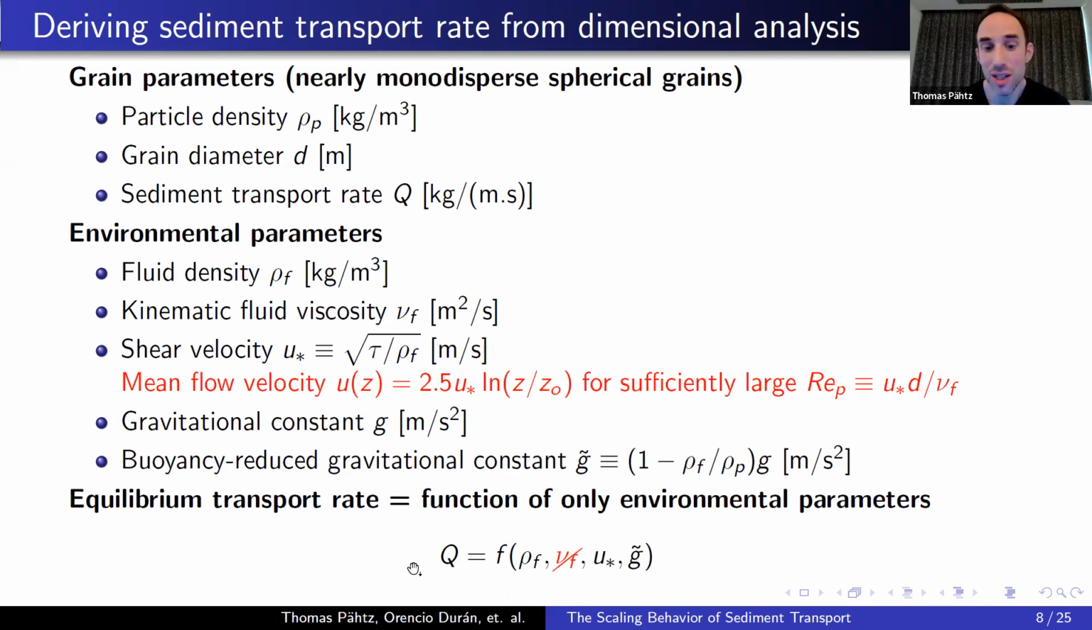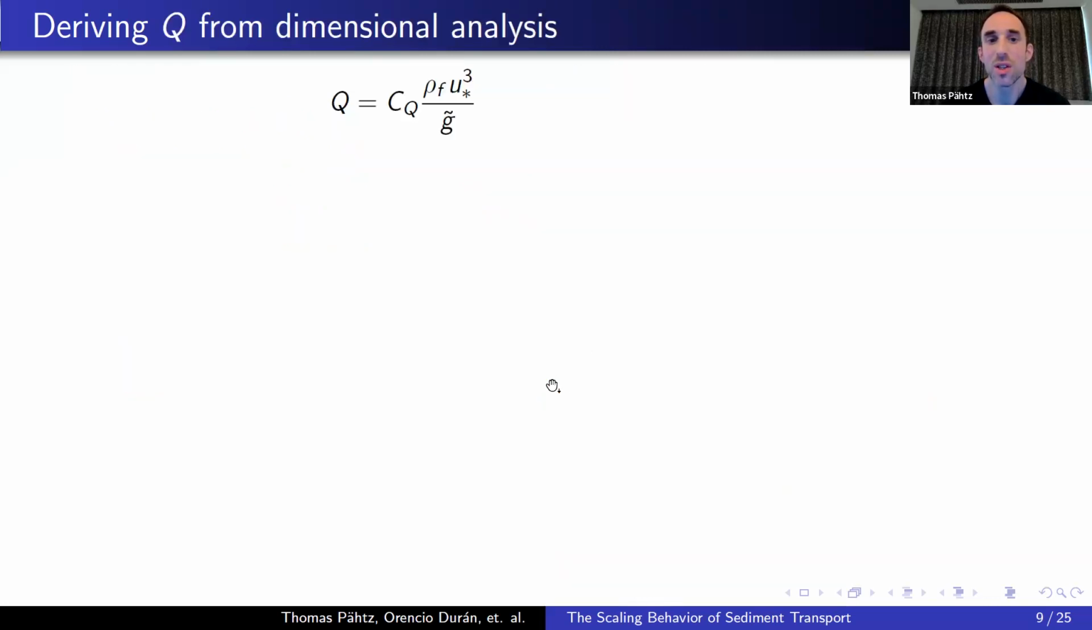So what we have now is dimensional analysis. We have one quantity, which involves the units kilogram, meter, second, and depends on three natural parameters, and there's only one way to combine them. So Q is proportional, with proportionality constant C_Q, to ρ_f u*^3 divided by g tilde.